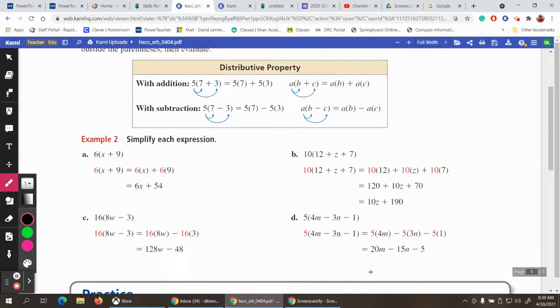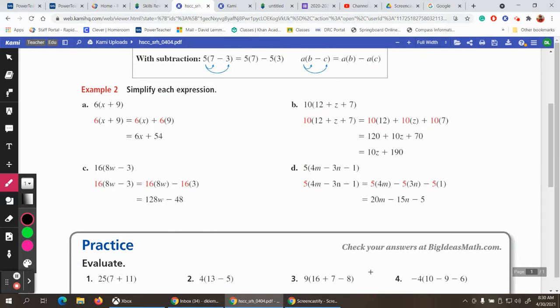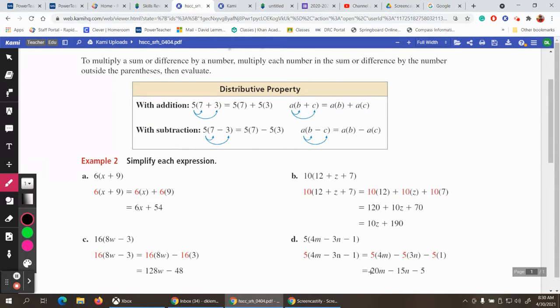So let's look at our examples here. Simplify each expression. So we would distribute the 6 to the x, so that would be 6x, and then the 6 to the 9, right? So that would be 6 times 9, and then you simplify. The 10 goes to the 12, the 10 goes to the z, the 10 goes to the 7, right? So it's 10 times 12, 10 times z, 10 times 7: 120 plus 10z plus 70, 10z plus 90.